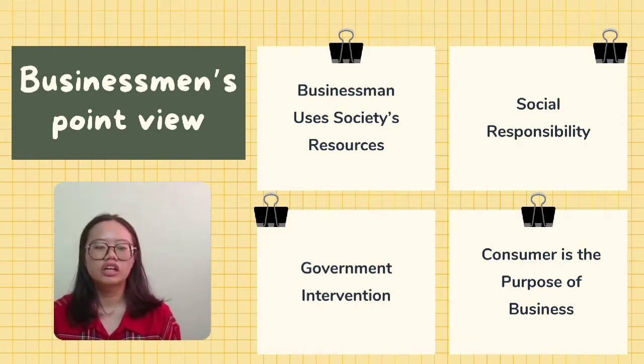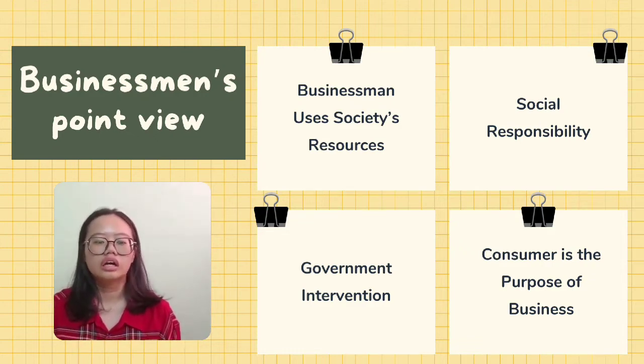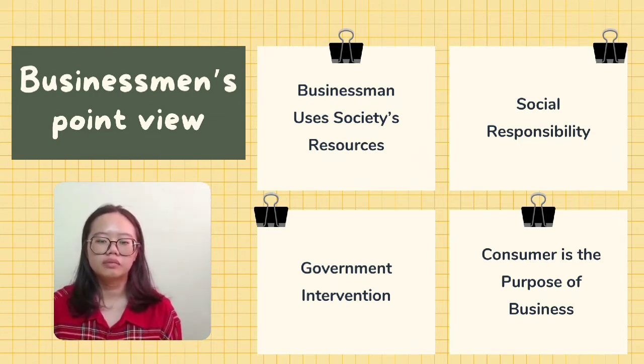Third is government intervention. If businesses want to stay out of the government's way, they should not do things that are unfair to other businesses. Businessmen should take a voluntary role in initiatives that define the consumer interest.